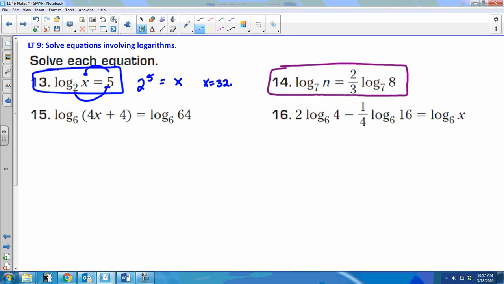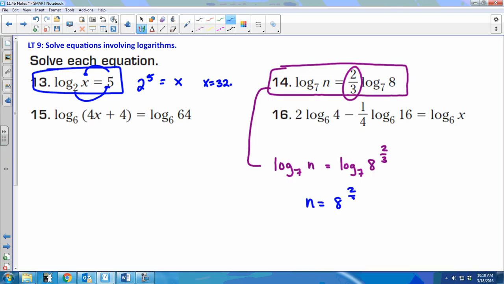We have log base 7 of n equals 2/3 log base 7 of 8. We could almost just solve it from here, except there's a 2/3. I can't solve this until I somehow simplify and get the 2/3 to be part of the log. So I use the power property: log base 7 of n equals log base 7 of 8 to the 2/3 power, or that value in the front becomes the exponent. Now that I have that, I can drop the log base 7 part, because they're both the same base, and I just have n equals 8 to the 2/3.